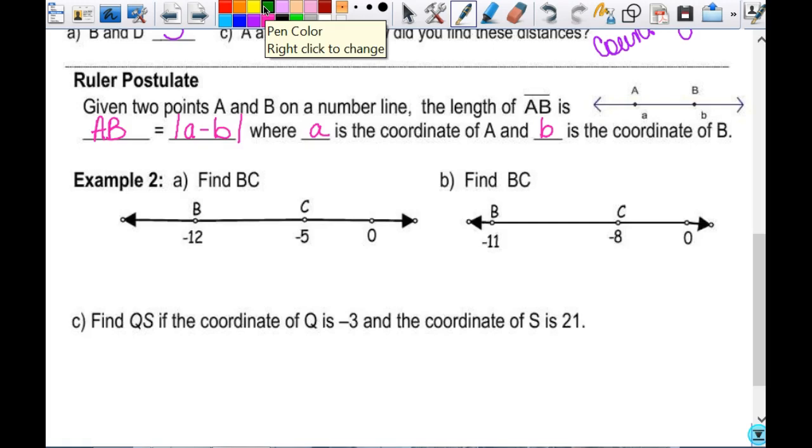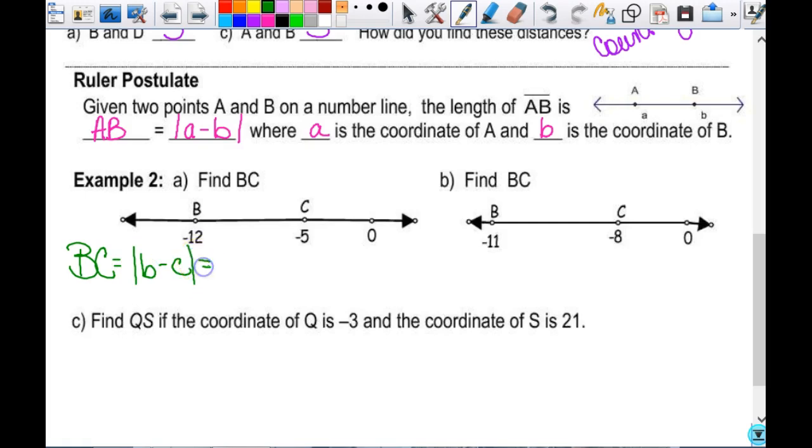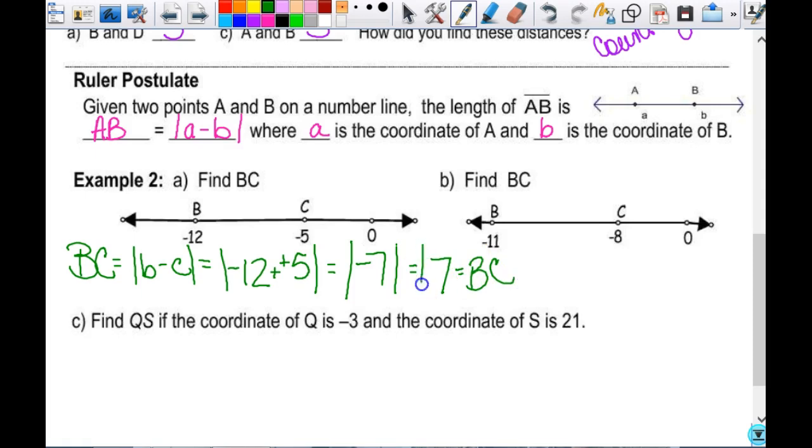All right, so we're going to find the length of line segment BC, because that's what that means right here. So the length of line segment BC equals the absolute value of B minus C. So the coordinate of B is negative 12. The coordinate of C, so I do minus a negative 5, like that. Minus a negative means it becomes plus a positive. So that gives me the absolute value of negative 7, which is 7, and that is the length of BC. Everybody okay with that?